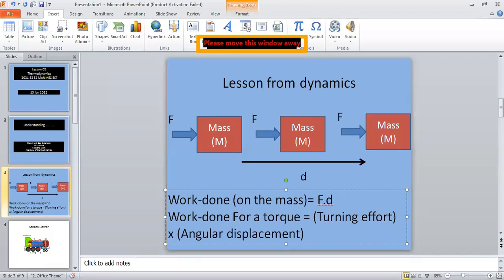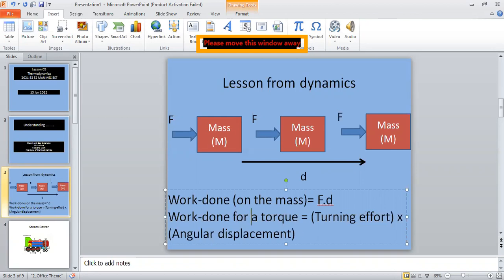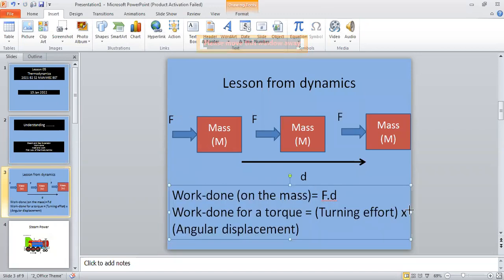Actually, because of the work done, what happens? Because of the work done, the energy level of this mass changed. The nature is like that. So the energy level of the mass means the mass energy changes.